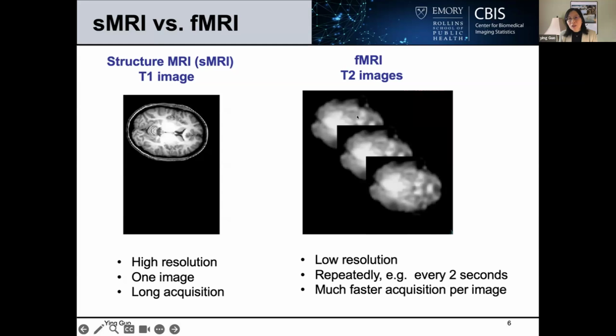Then the series of functional MRI images are acquired when we change the sequence to capture the T2 contrast in the MRI signal. The T2 images are obtained much faster per image. The downside is that each one of them has a low spatial resolution. The difference in the signal between different brain tissues is much smaller, so that's why the different tissues are harder to distinguish from each other in T2 images. But since it can be captured repeatedly, say every 2 seconds you get a whole brain T2 scan, we use it to do the functional MRI scan of the brain.